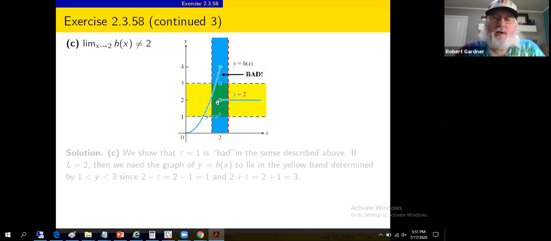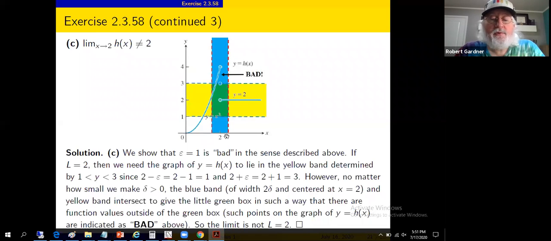Okay, so now we're thinking about this little point here, L equals 2. So we'll go, let's say 1 unit above and 1 unit below. Now, no matter how small you make the little delta band, it's the usual story, you got some bad values. And this time it's over here.